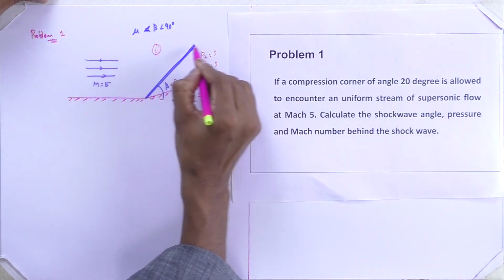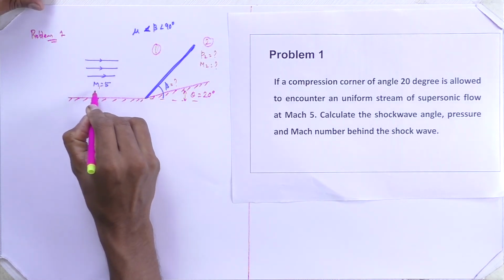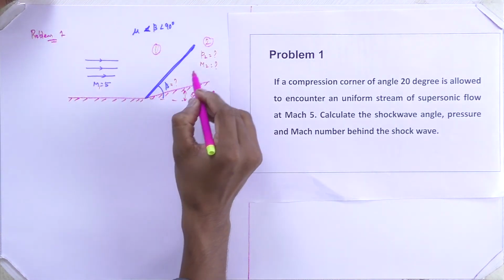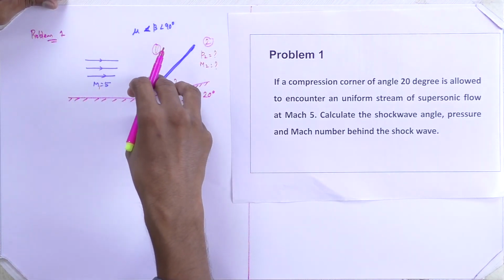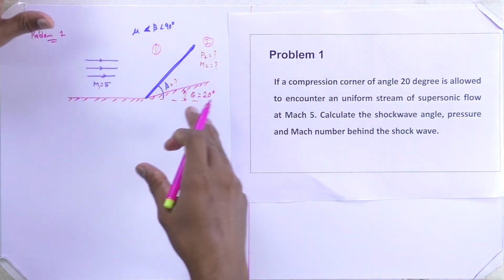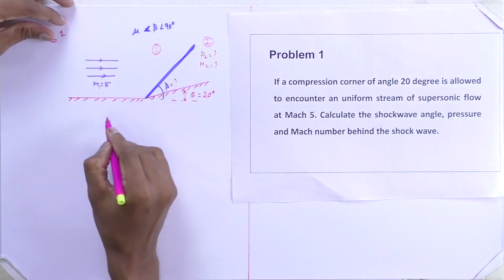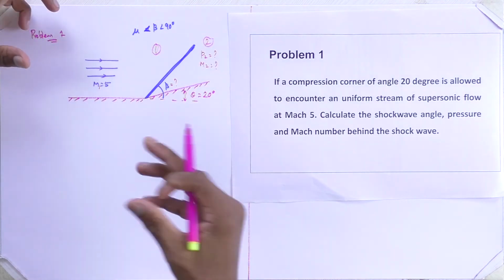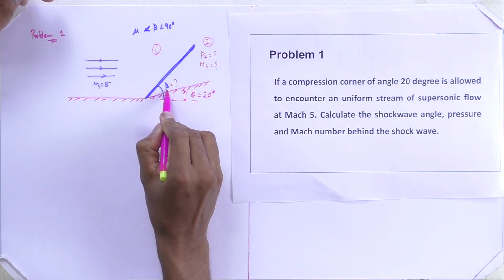Let's say this is region 1 and this is region 2. So this Mach number will become M1, where M1 is equal to 5. We need to calculate beta, P2 and M2 values. In order to analyze this oblique shock wave problem, we need to convert this into a normal shock wave problem. For that I need normal shock wave components. To calculate the normal shock wave components, first of all I need this beta value.